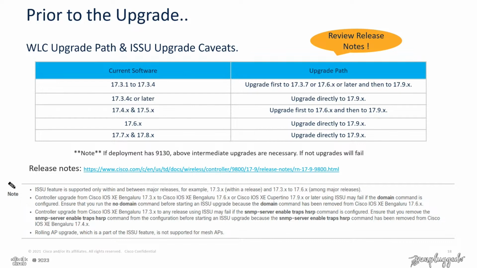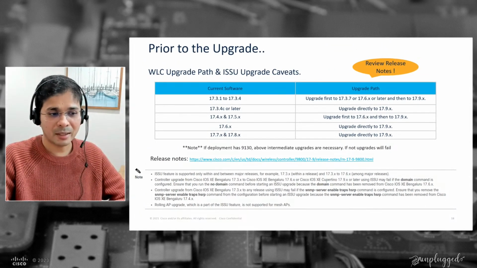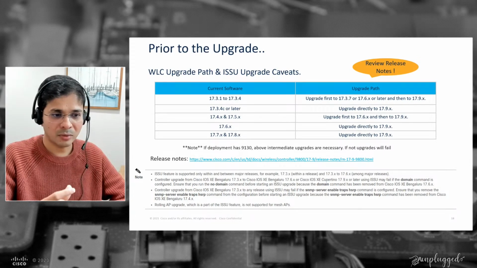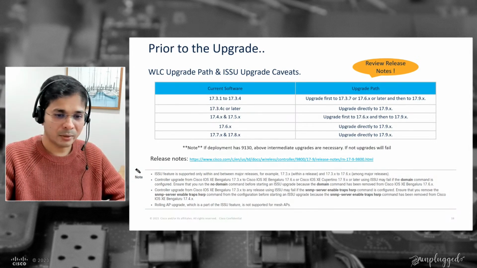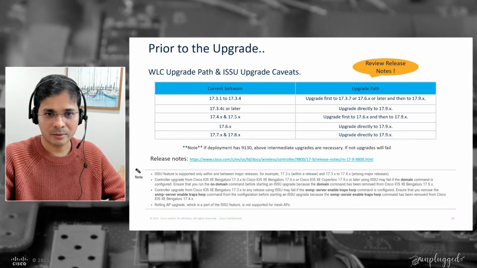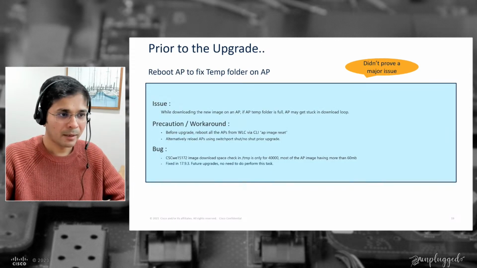I would recommend you guys focus on the upgrade paths and the release notes caveats, especially if you have 9130s, you can't just directly upgrade, you will fail upgrades. Obviously, if you're trying ISSU upgrades, follow the release notes in terms of there are certain commands that we deprecated in the future release. So for ISSU, make sure before you upgrade, those commands have been removed from your previous versions. So just keep an eye on them. They are documented in our release notes for your information.